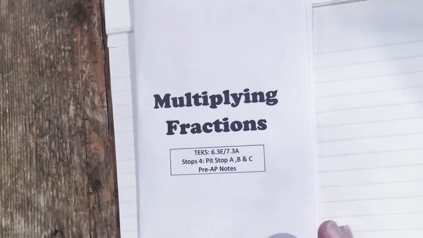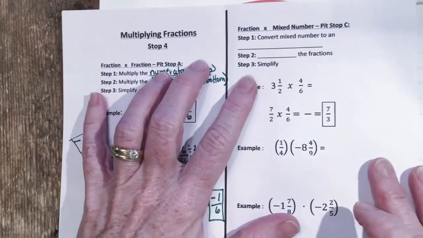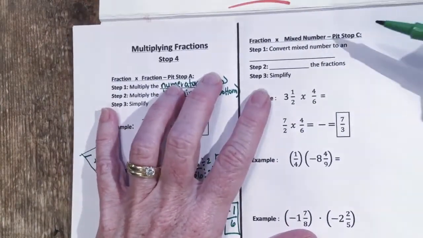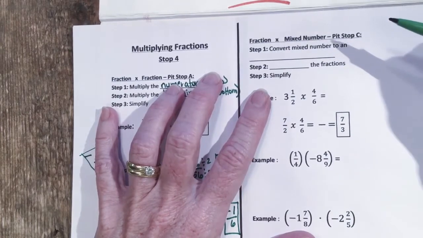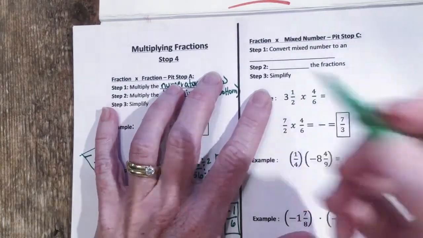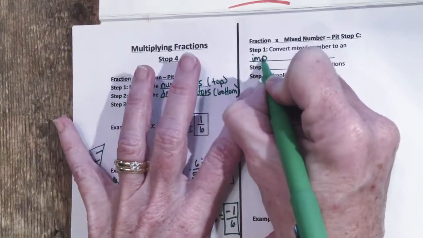Again, we're still multiplying fractions. This time we're going to be multiplying a fraction times a mixed number. This is one of the 3 ways you might be asked to multiply fractions. The first step when you're multiplying times a mixed number is to change that mixed number into an improper fraction.